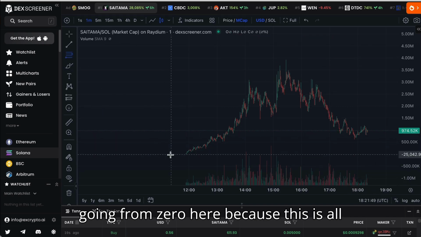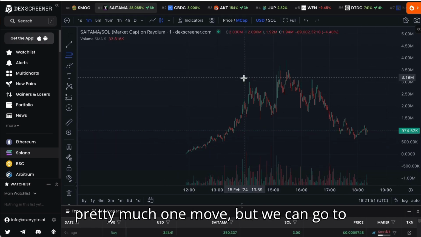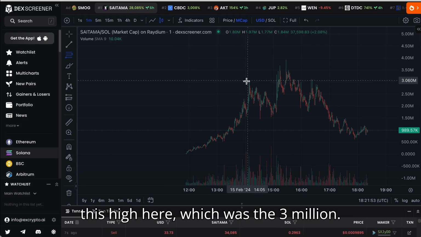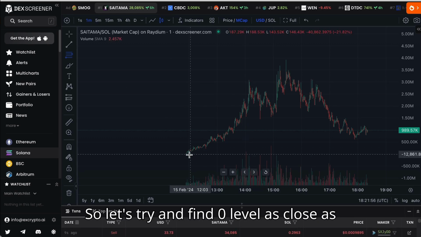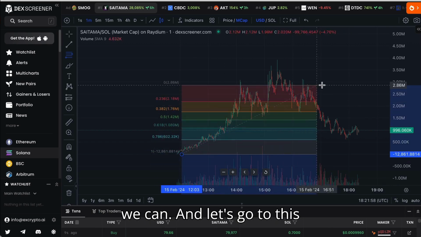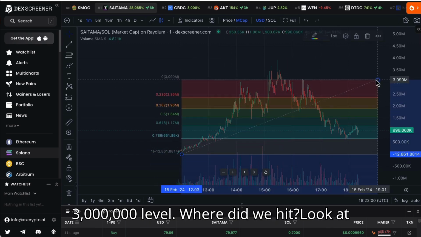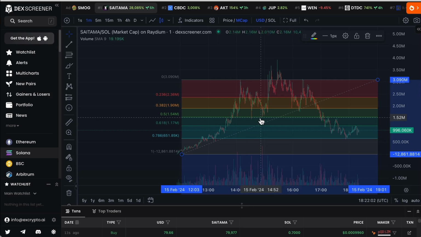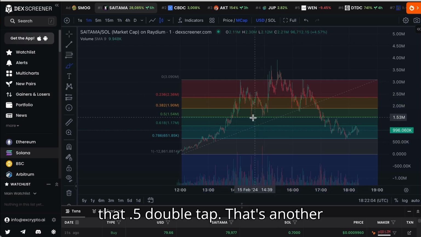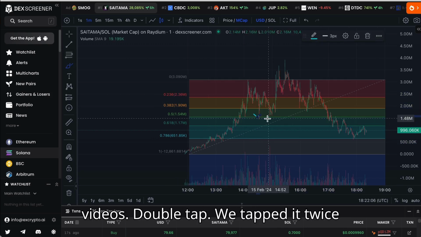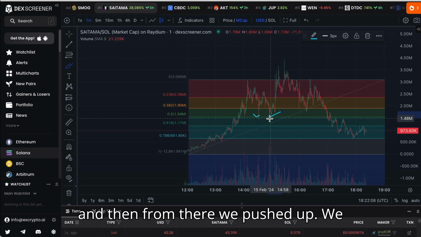So again, we're going from 0 here, because this is all pretty much one move, but we can go to this high here, which was the 3 million. So let's try and find 0 level as close as we can. And let's go to this 3 million level. Where did we hit? Look at that. 0.5, double tap. That's another strategy I talk about in one of the videos, double tap. We tapped it twice, and then from there we pushed up.